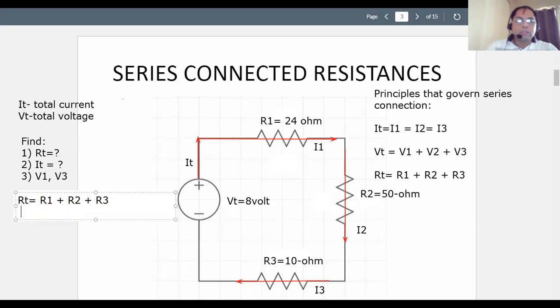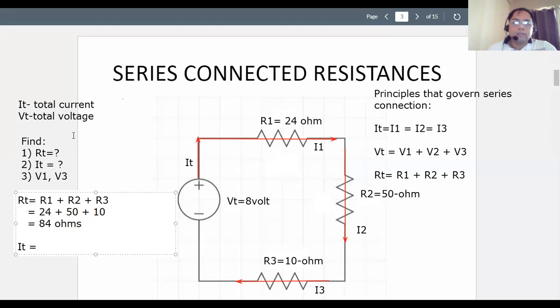So that will give us R1 to be 24 plus 50 plus 10, and it will give us the next value, our R total, which will be around 84. So our value again is 84 ohms, adding 24 plus 50 plus 10. It gives us 84 ohms. Then we move on and determine the total current.